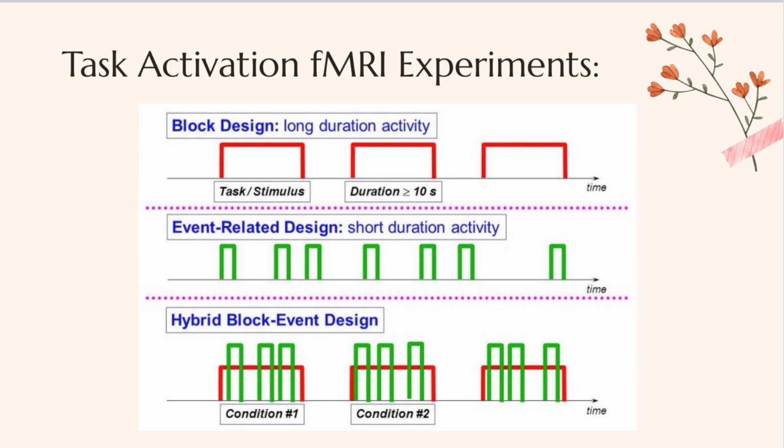The hybrid block event design combines the best of both worlds. It incorporates long-duration blocks for consistent brain activation, overlaid with shorter event-related stimuli to capture finer details of activity. For instance, 2 conditions may be presented as blocks, with individual events embedded within each block. This approach is ideal for capturing both stable patterns and dynamic changes in brain activity.